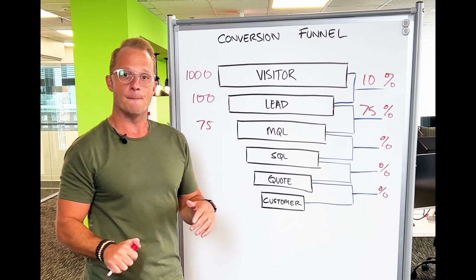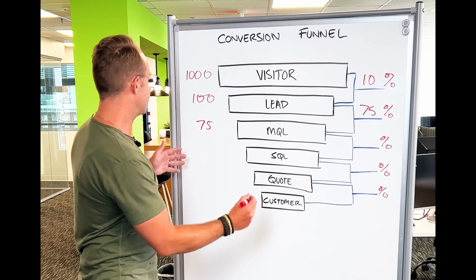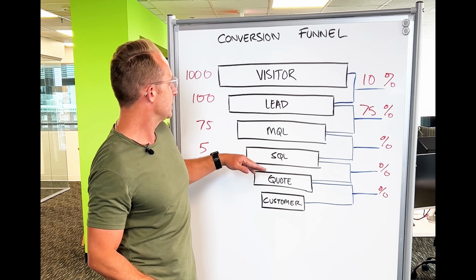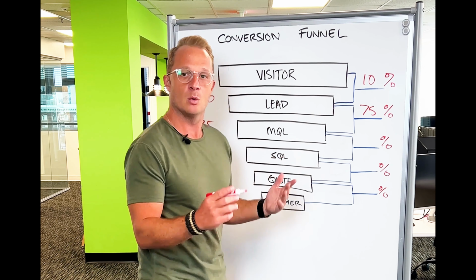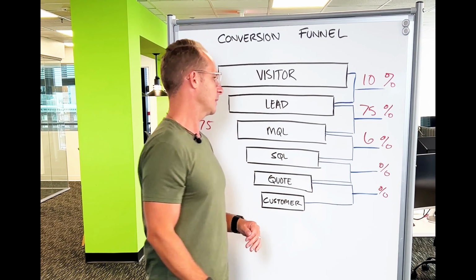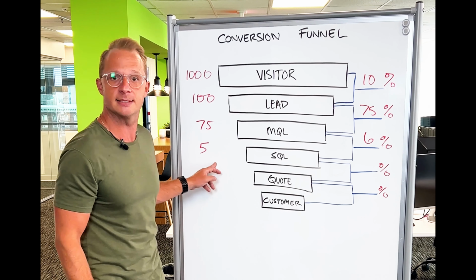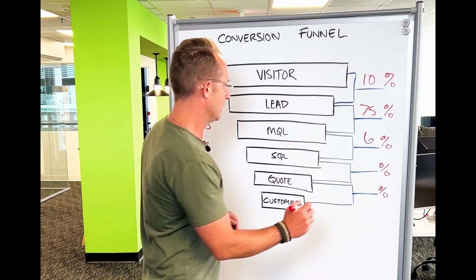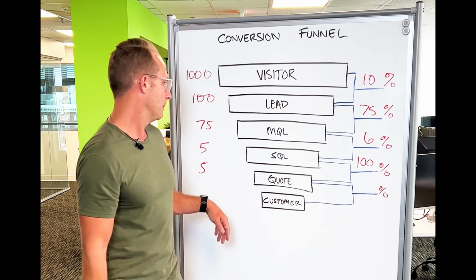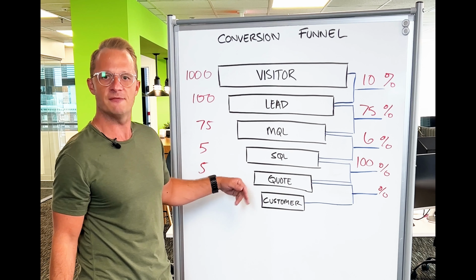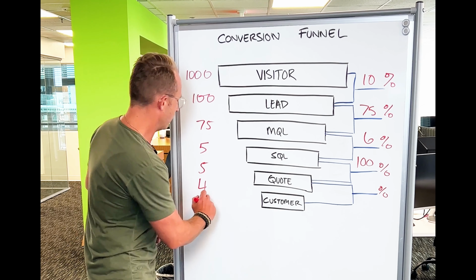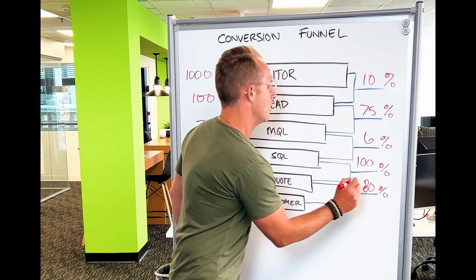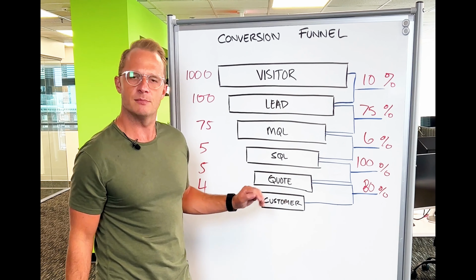Okay? Now, when it comes to the SQLs, let's say we generated 5 through this funnel. So what's the ratio between our MQL and our SQL? Well, that's 6%. Okay? And of those 5 sales qualified leads, they get 5 quotes to generate 5 proposals. So that's 100% conversion rate between an SQL and a quote. And finally, of those 5 quotes, 4 become customers. Right? So we close 80% of quotes that we generate that become customers.